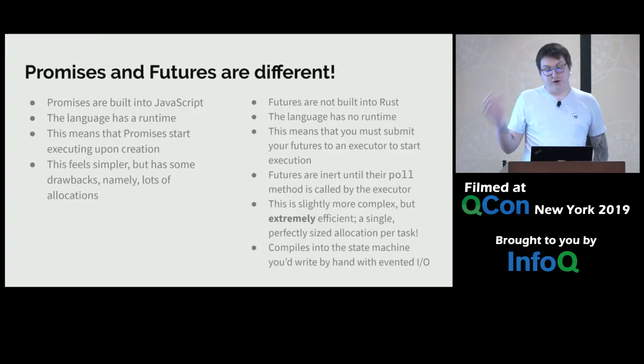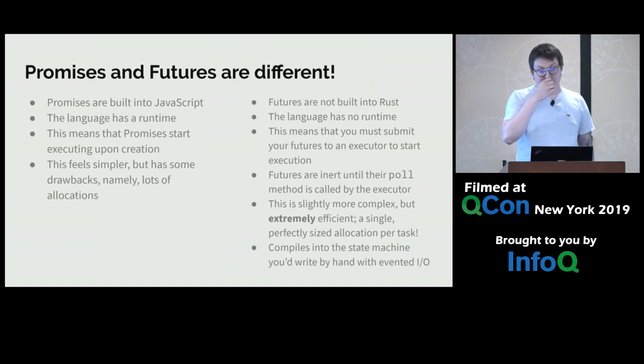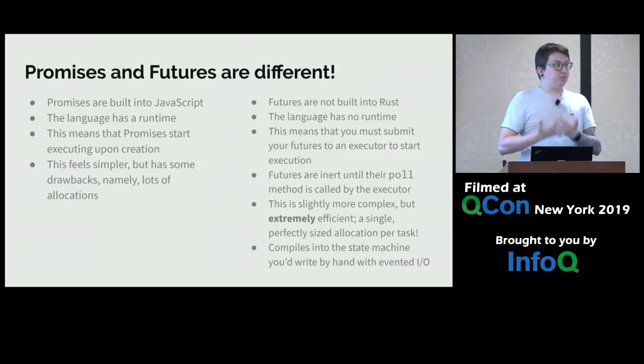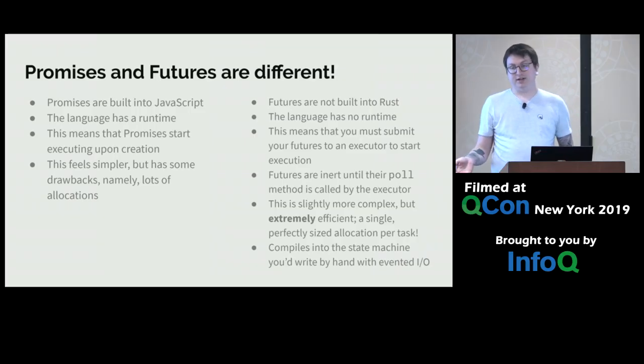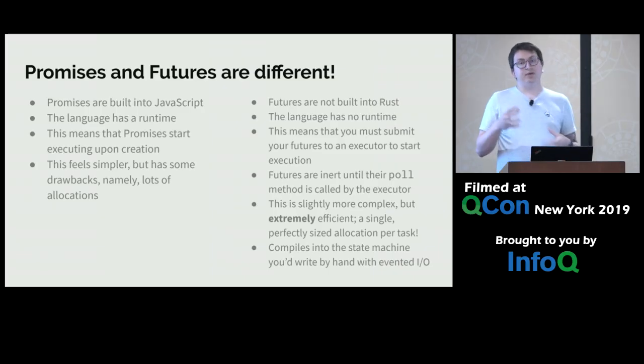And so futures, on the other hand, are not built into Rust the language. They're entirely a library because, again, we can't have a runtime and we can't have all this built-in stuff, because we need to be as low level as C. So we can't afford to just do that. And that also means that unlike promises in JavaScript, you build up this chain of futures and nothing actually happens with them at all until you explicitly hand them over to an executor object and say, please run this for me in the background. So they don't do anything until the poll method is called. This is a little more complicated, but it's also extremely efficient because you know how big the task is going to be when you create it.